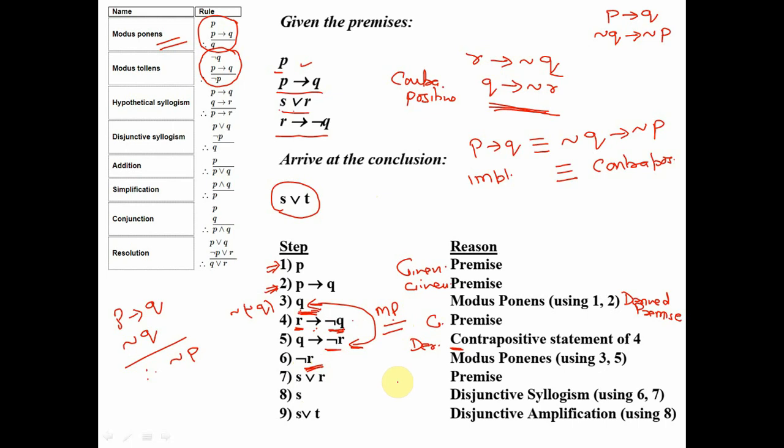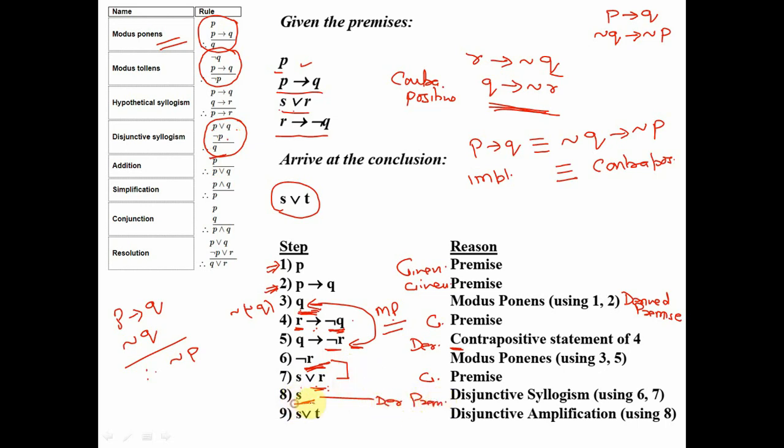Now S or R is another given premise. I have S or R. I have negation of R. See over here, disjunctive syllogism. What does it say? P or Q and negation of P, so therefore Q. So S or R, negation of R, therefore S. So using these two and disjunctive syllogism, I get this derived premise.